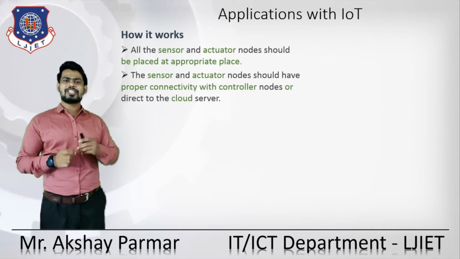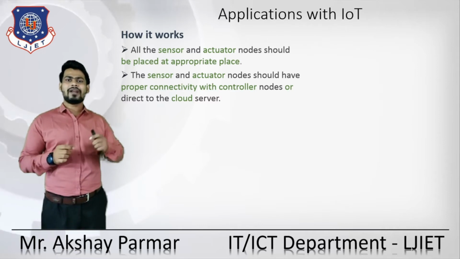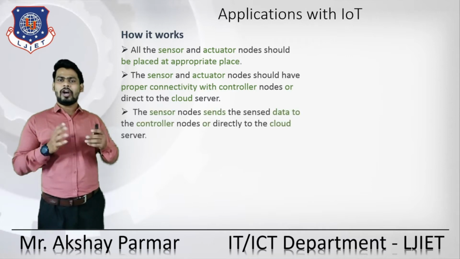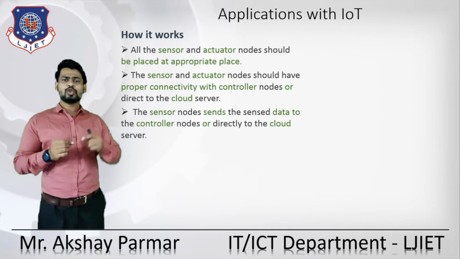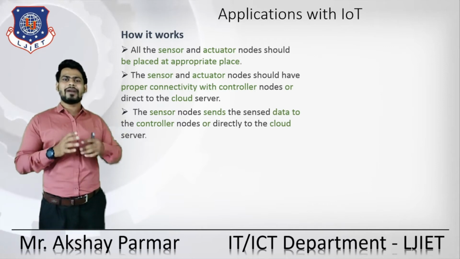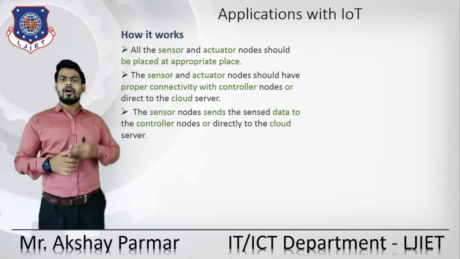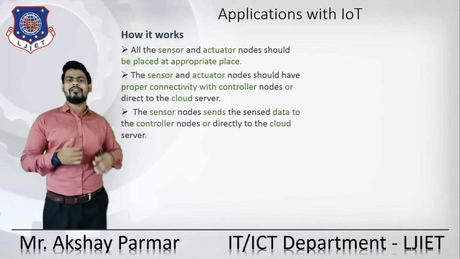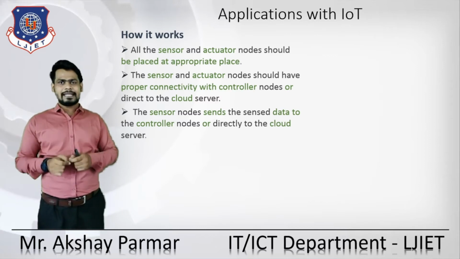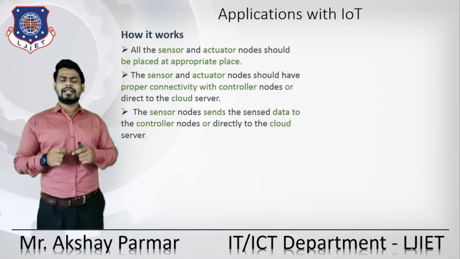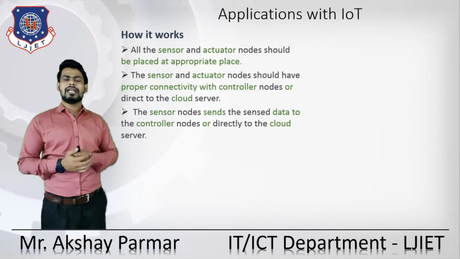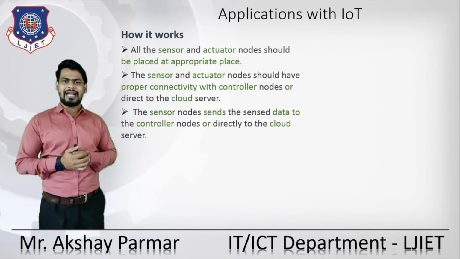The sensor and actuator nodes should have proper connectivity with the controller nodes or directly to the cloud server. After sensing the data, we need to store that data somewhere. So they should have proper connectivity with the controller, or a direct connection with the cloud server with the help of the internet. Without that connectivity, the sensed data will not go to the controller or the cloud server, and without that, we cannot take any precautionary step.